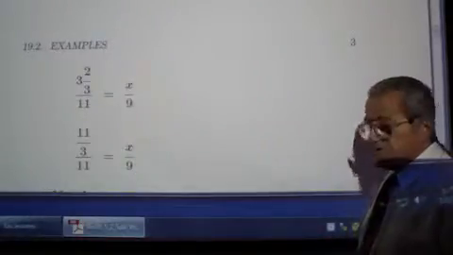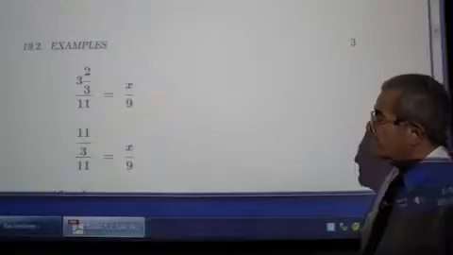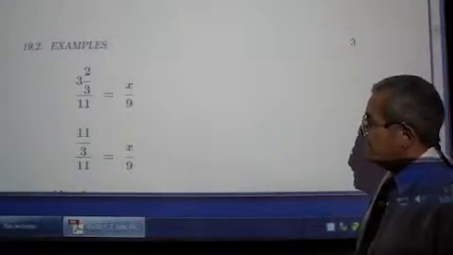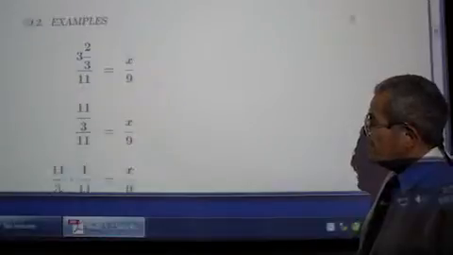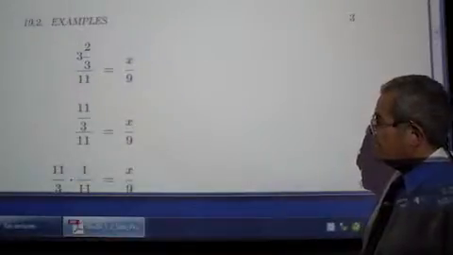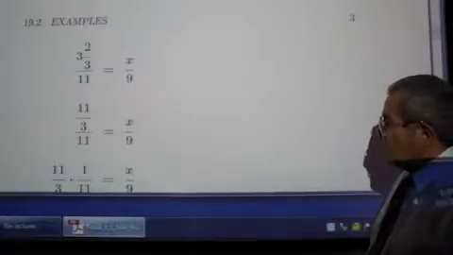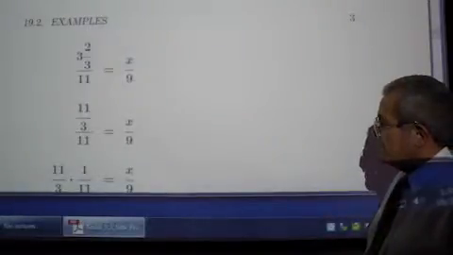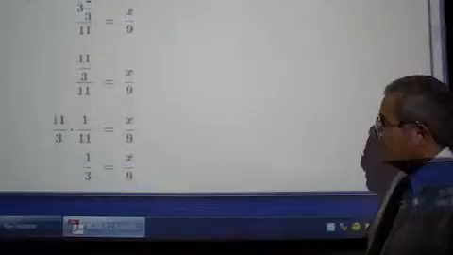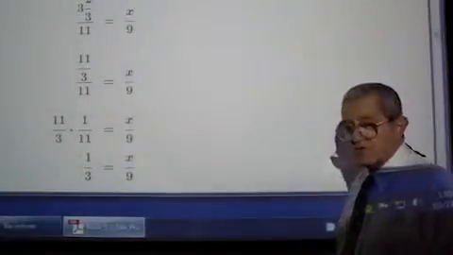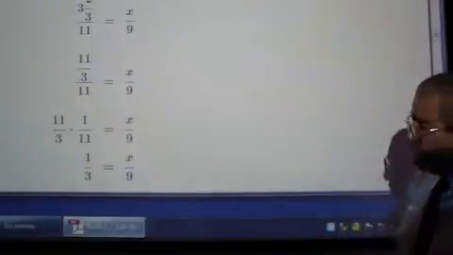You can copy this if you want to. I'll move it up 1 line. I'll move it up 1 more line. And at this point, x is equal to 3.